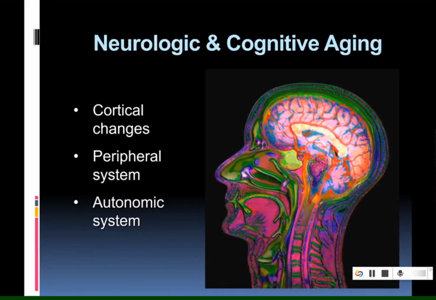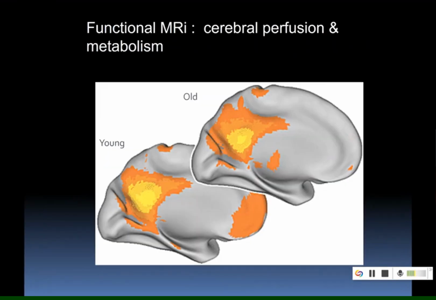I want to briefly touch upon neurologic and cognitive changes with aging, covering the central nervous system through the peripheral nervous system and the autonomic nervous system. Cerebral blood perfusion generally declines with increasing age. We haven't quite put together the functional consequence of that.